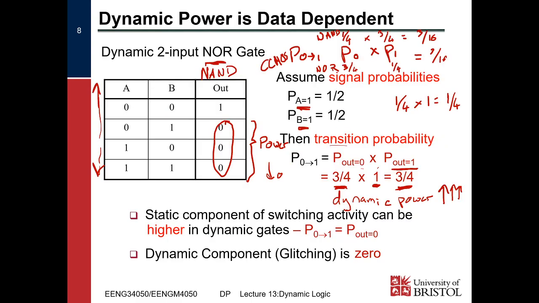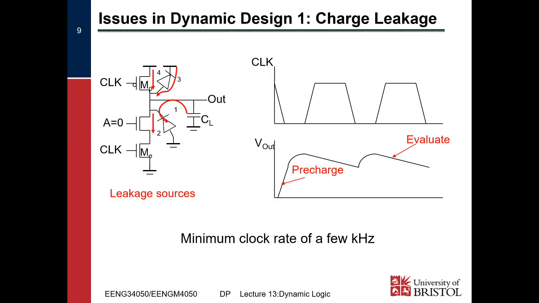So these are all the base level aspects of dynamic logic. Let's start to have a look at some of the more complicated annoyances that happen, just like with complementary CMOS, just like with pass transistor logic. Things are never as simple as just don't glitch, right? There's always going to be other issues, right?